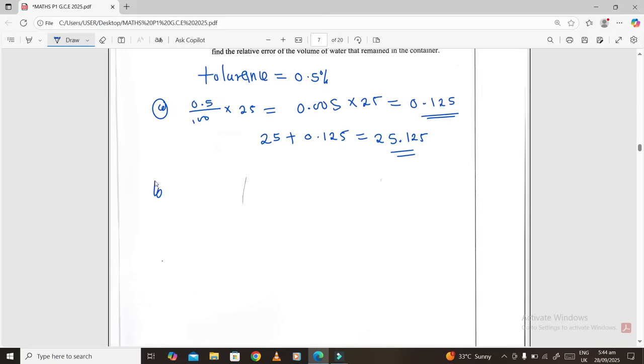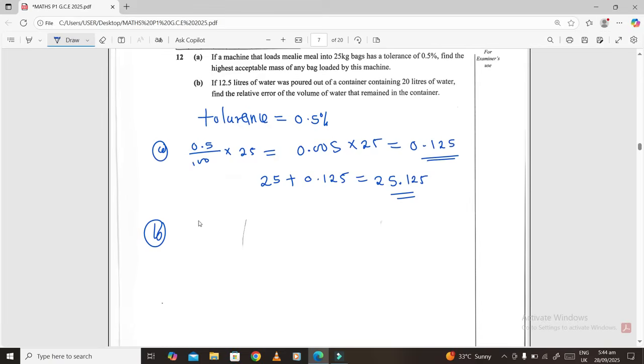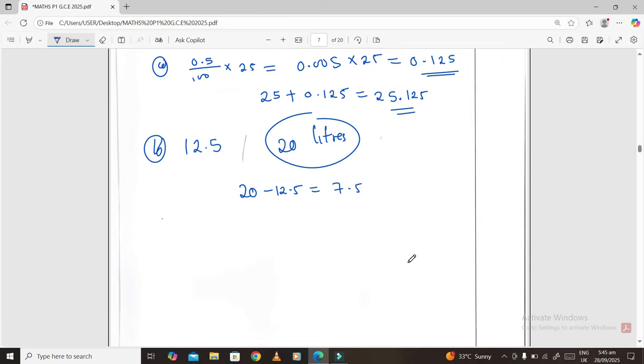So we can do question B now. They have given us that if 12.5 liters of water was poured out of 20 liters of water, find the relative error of the volume of water that remained in the container. So we're going to say 20 minus 12.5. This will give us 7.5. So 7.5 is what has remained.